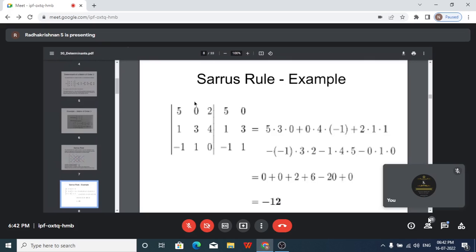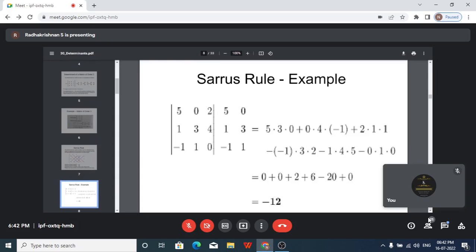So there is an example. The given determinant is 5 0 2, 1 3 4, minus 1 1 0. You add the two columns, first column and second column, by its side. So 5 1 minus 1, 0 3 1.